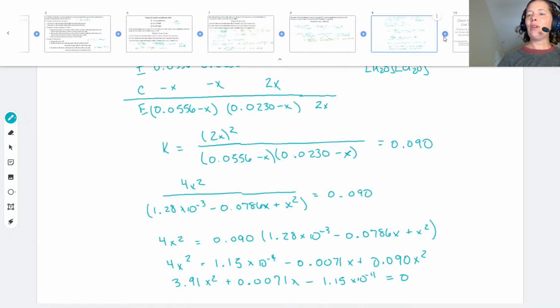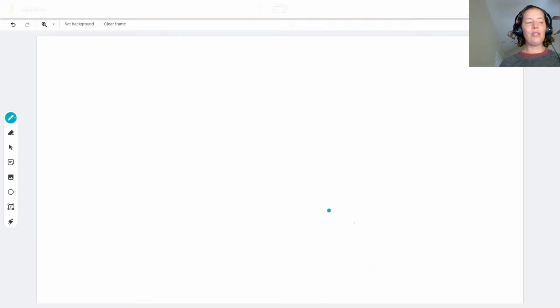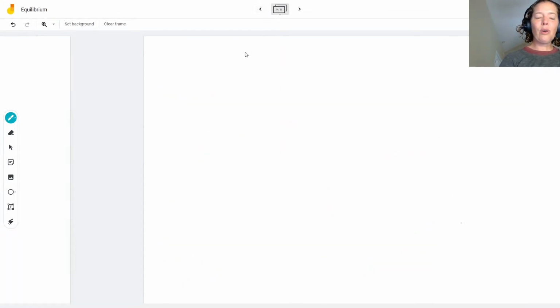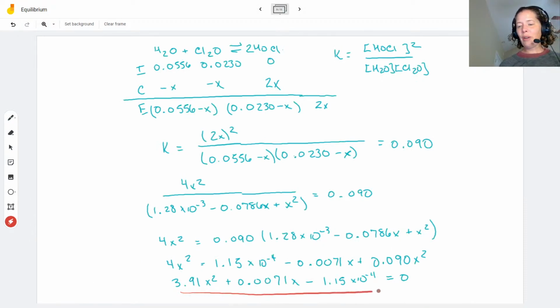Okay, sorry, I need another page. So these calculations do get quite long. All right, so hold on, back to this one. So I've got my quadratic, and I've got it set equal to 0. So at this point, I can use the quadratic equation.